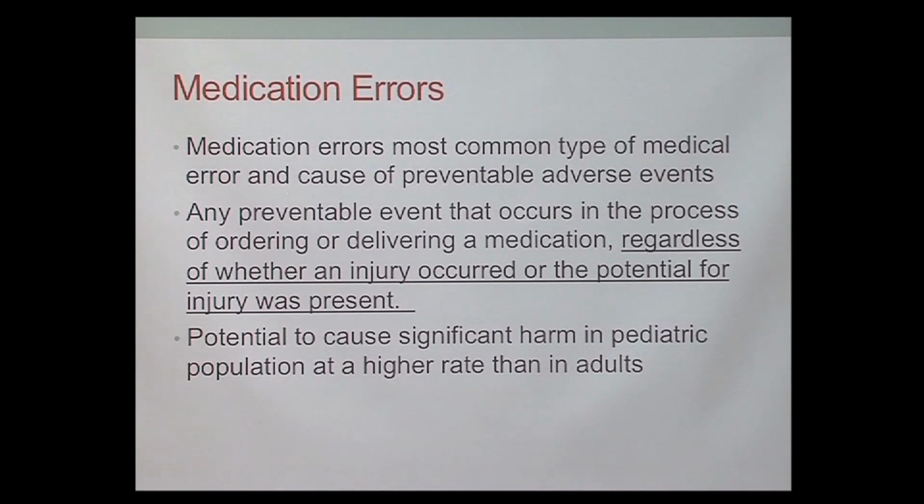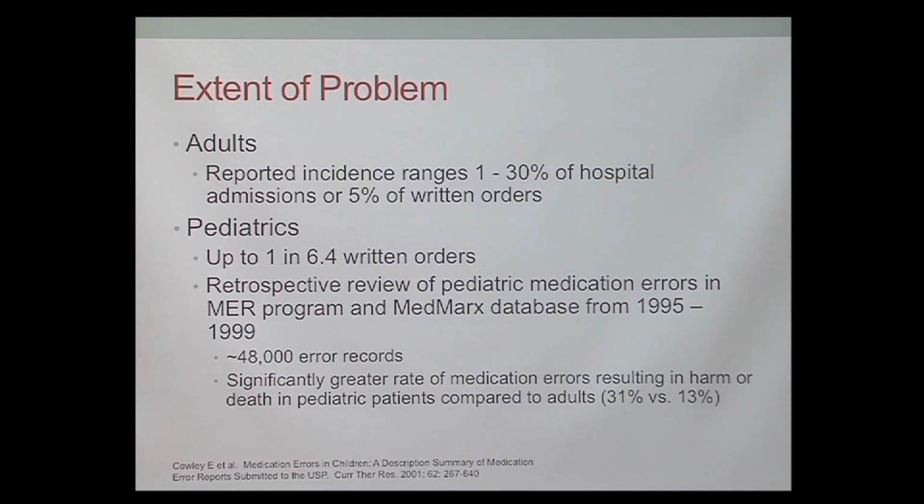And we found that, unfortunately, medication errors are worse, or the potential is worse, in a pediatric patient as compared to an adult patient. So what really is the extent of the problem? What's been reported in the literature is an incidence in adults ranging from 1 to 30% of hospital admissions, or about 5% of the written orders. Now in pediatrics, it's been shown as 1 in 6.4 written orders.